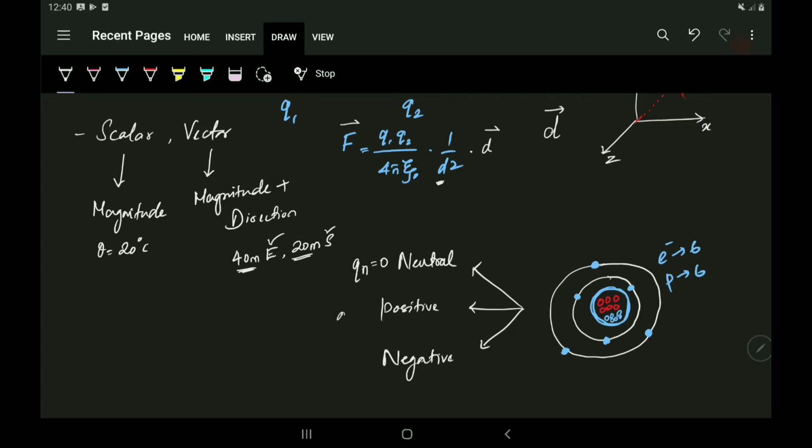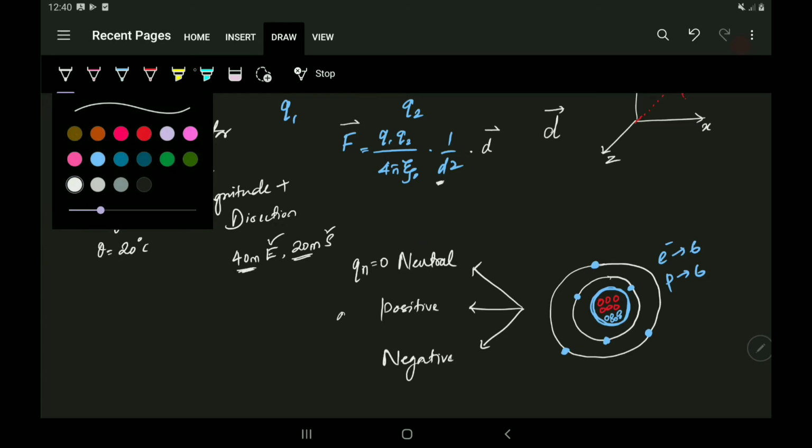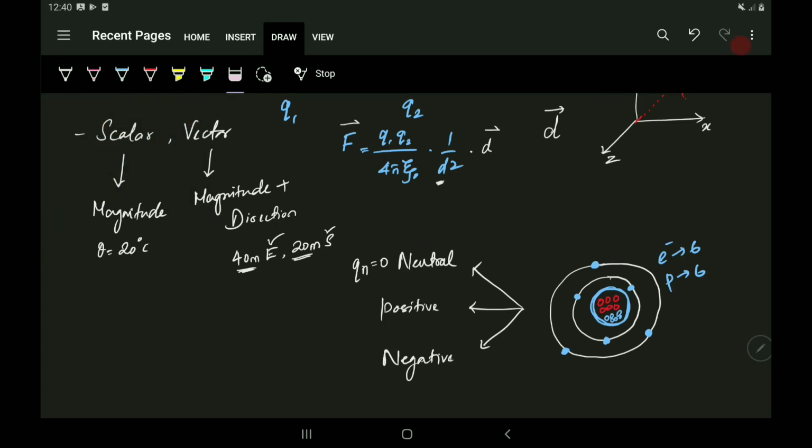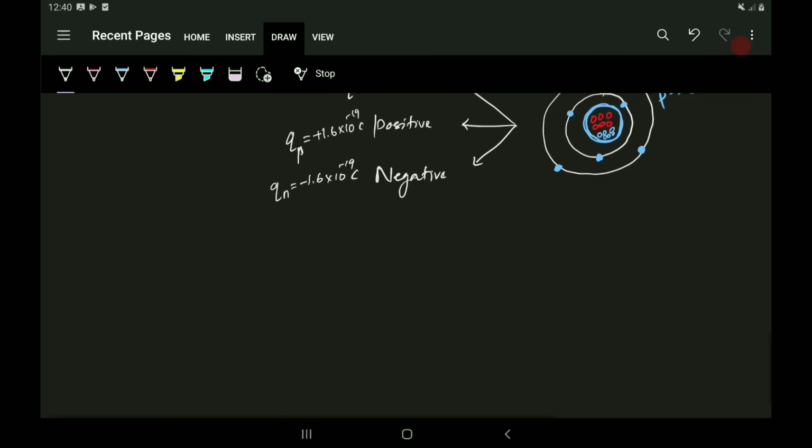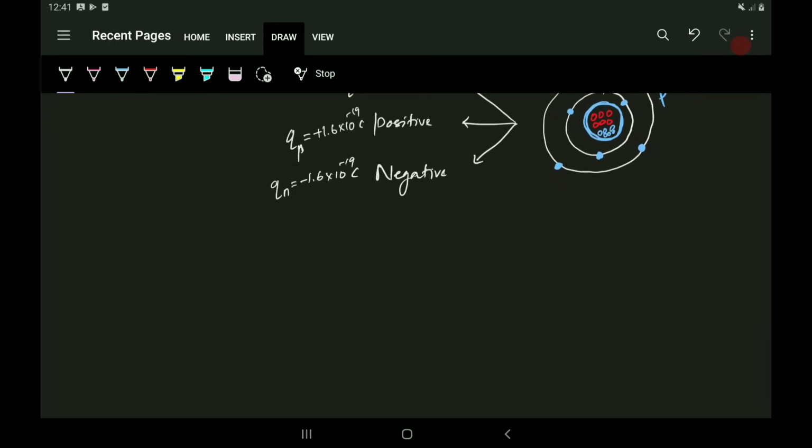The value of the positive charge, q of p, will be given as plus 1.6 into 10 to the power of minus 19 coulomb. And for the negative charge, it will be given as minus 1.6 into 10 to the power of minus 19 coulomb. So this is how the value of the charges is given in an atom. Neutral, positive and negative are the three important charges present here.